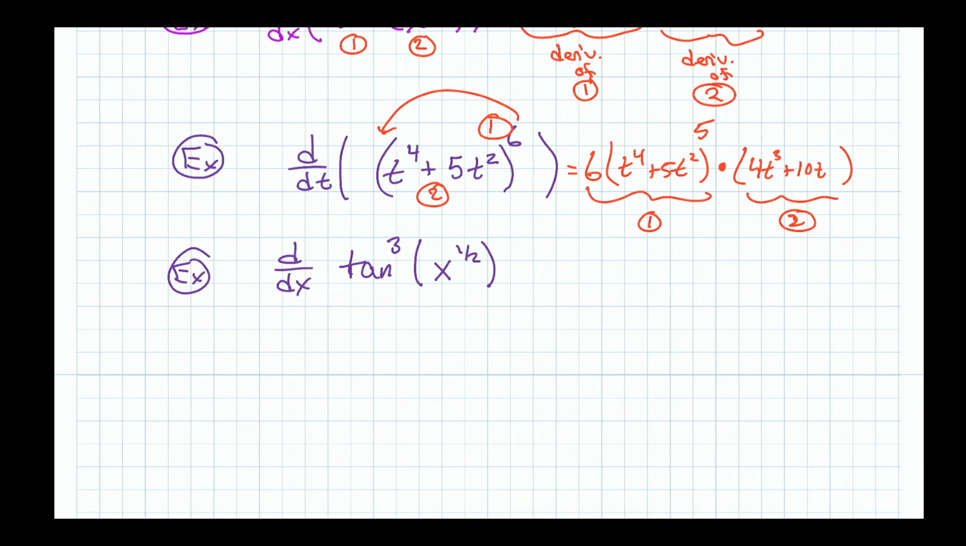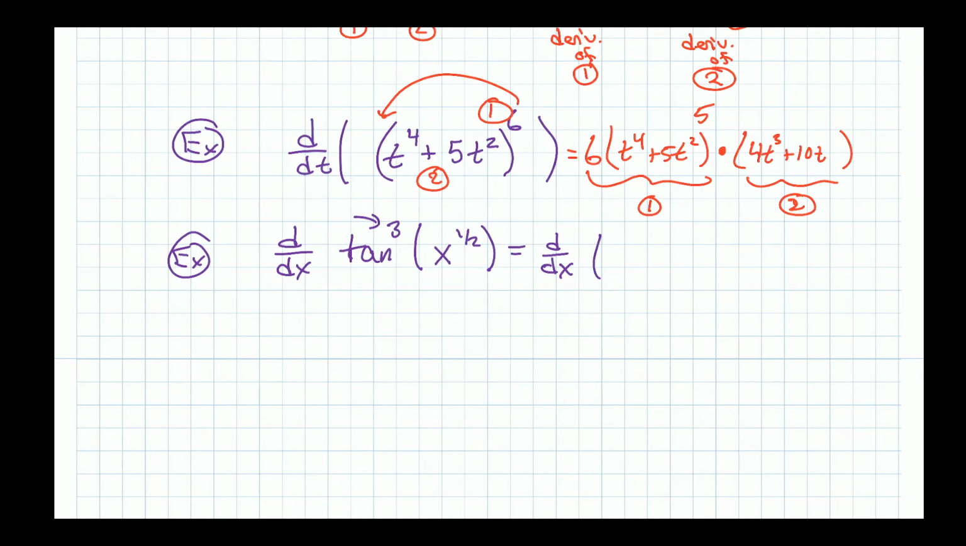Okay, so this one's a little bit harder. One of the reasons it's harder is you have to identify the outside function. And so before we do the derivative, if you don't already know this, you want to think of it as you've got tangent cubed here. So the outside function is actually cubed. And then inside you have a tangent. And then inside that you have x to the 1/2. So I've got actually a lot of functions here to deal with.